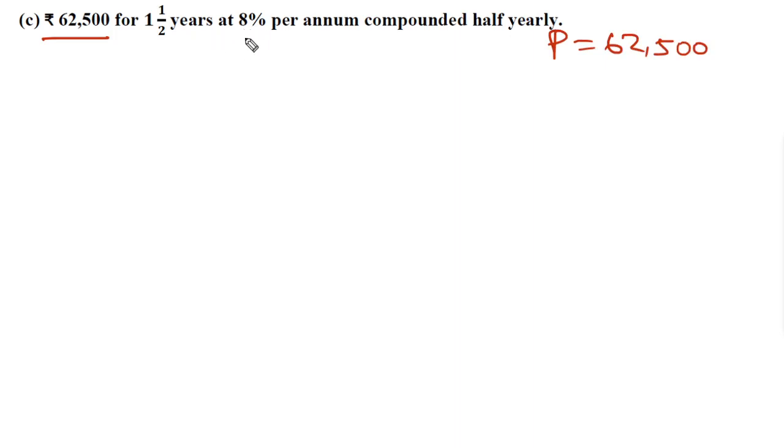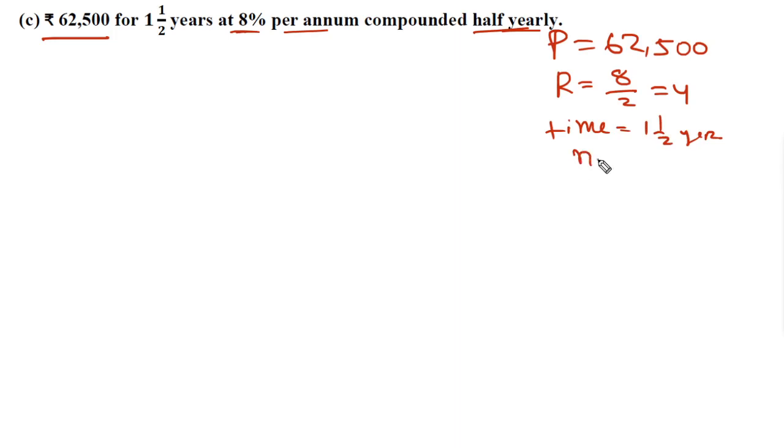Here you can see compounding is half yearly and the 8% rate of interest is per annum. So we have to find the half yearly rate of interest. Half yearly means in 1 year the compounding is 2 times, so we divide 8 by 2, which is 4. So the rate of interest is 4 and time is 1 whole 1 by 2 years. So what will be n? How many times will it compound? 3 times in 1 whole 1 by 2 years, so n equals 3.